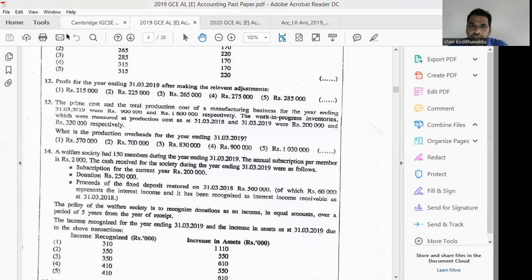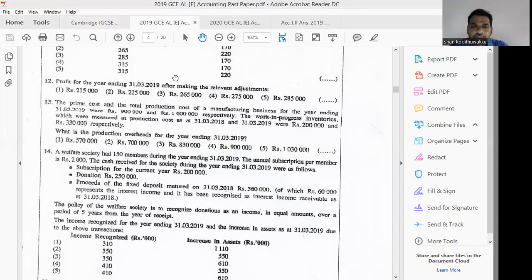The difference between opening WIP and closing WIP will be minus 130. Therefore, you have to add back to the total cost of production. Then you will reach the answer. Right, the answer is the third one, 830,000.